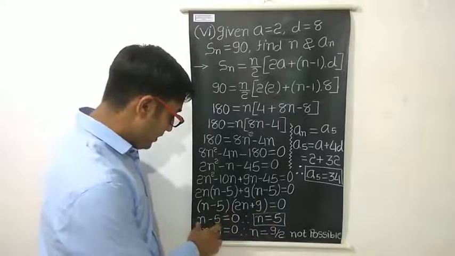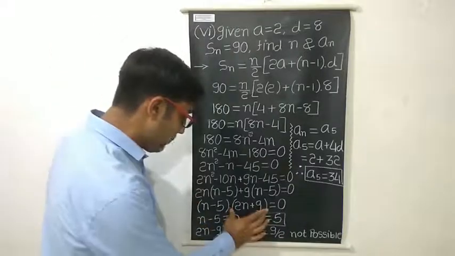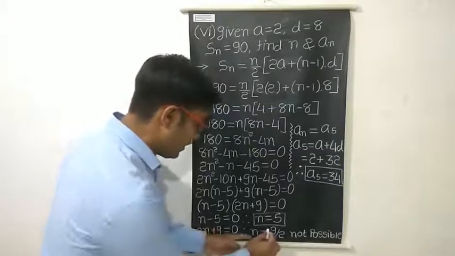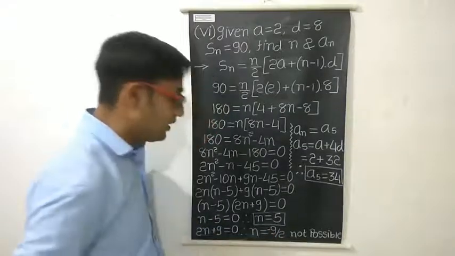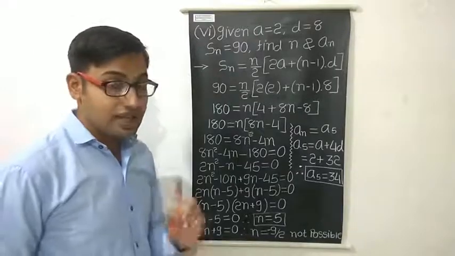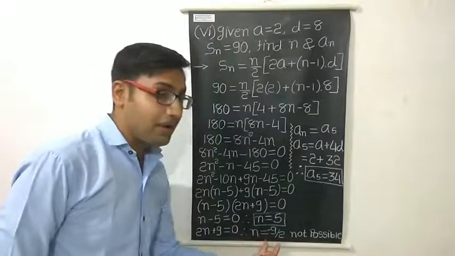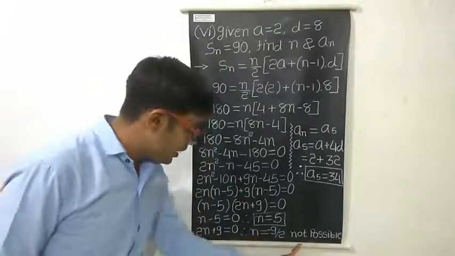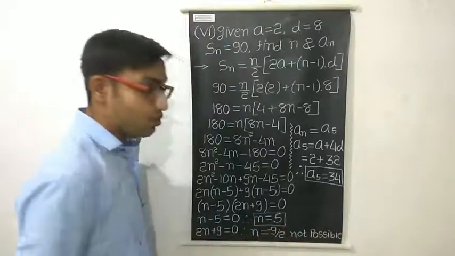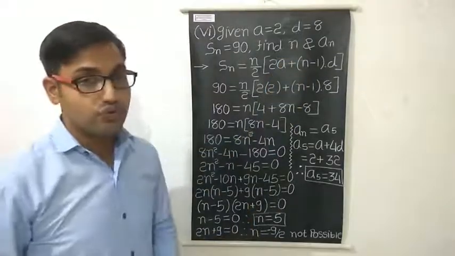By comparing n minus 5 is equal to 0, we get the value of n is equal to 5. By comparing the other term with 0, we get n is equal to minus 9 upon 2. Now notice that n represents natural numbers only, and here n is minus 9 upon 2. So this value of n is not possible. So we have to consider the value of n is equal to 5. So the first answer we get is 5.